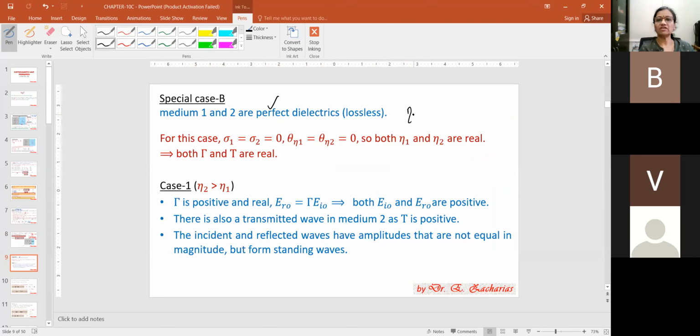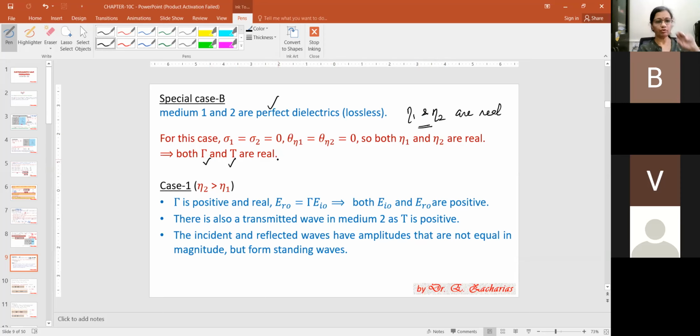So that means eta 1 and eta 2 are real, and sigma 1 and sigma 2 will be equal to 0. Theta is going to be 0 because there is no imaginary part. Because of this, both the reflection and transmission coefficients will be real, since eta 2 and eta 1 are real.